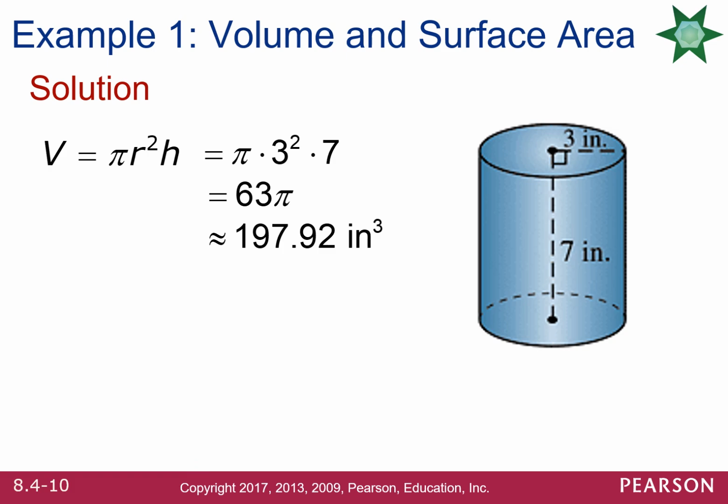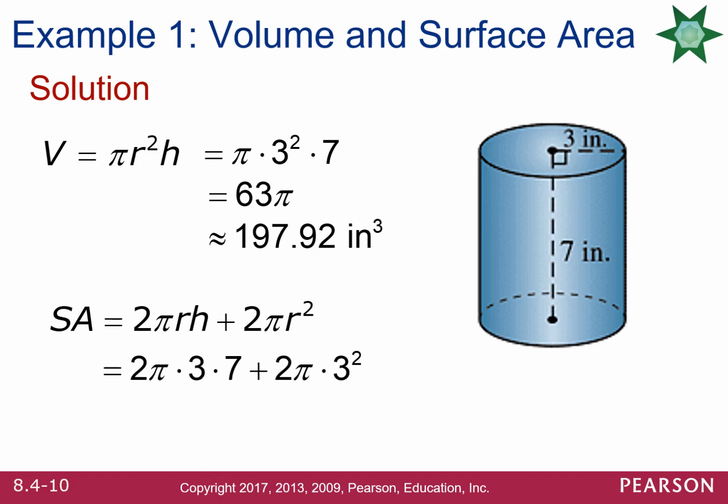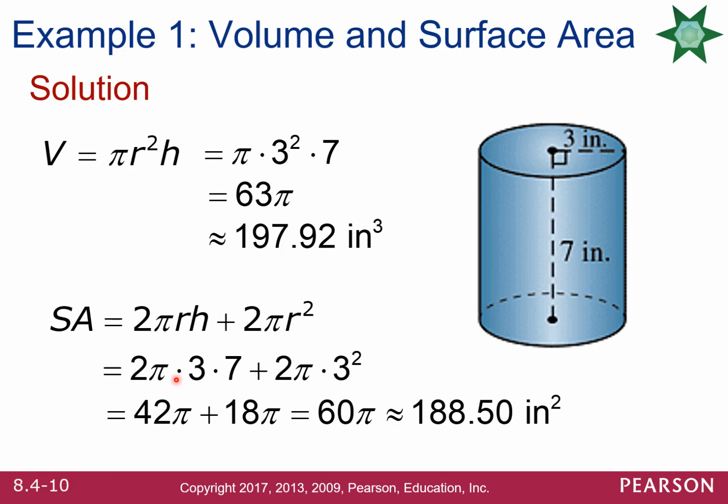Then we calculate the surface area. The formula is 2 pi times r times h plus 2 pi r squared, correct? So again, plug in the different values of the variables. 2 pi, and then r has a value 3, h is 7, and for the 2 pi r squared, r has a value 3, so 3 squared. For 42 times pi plus 18 pi, which is 60 pi, when you run that through your calculators, you should get a surface area value of 188.5 square inches.